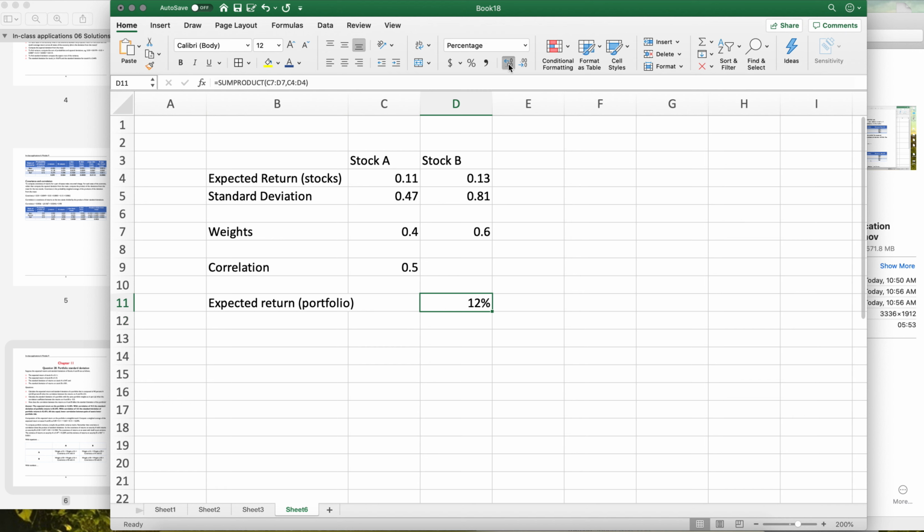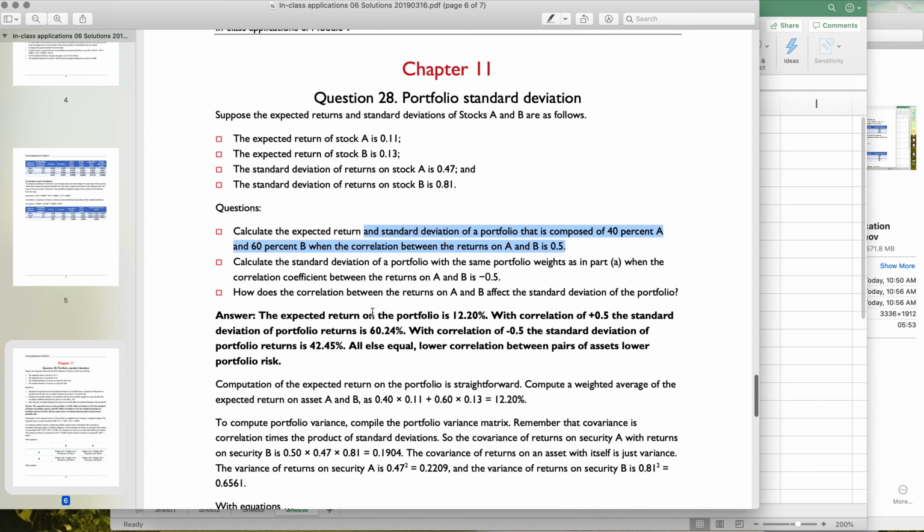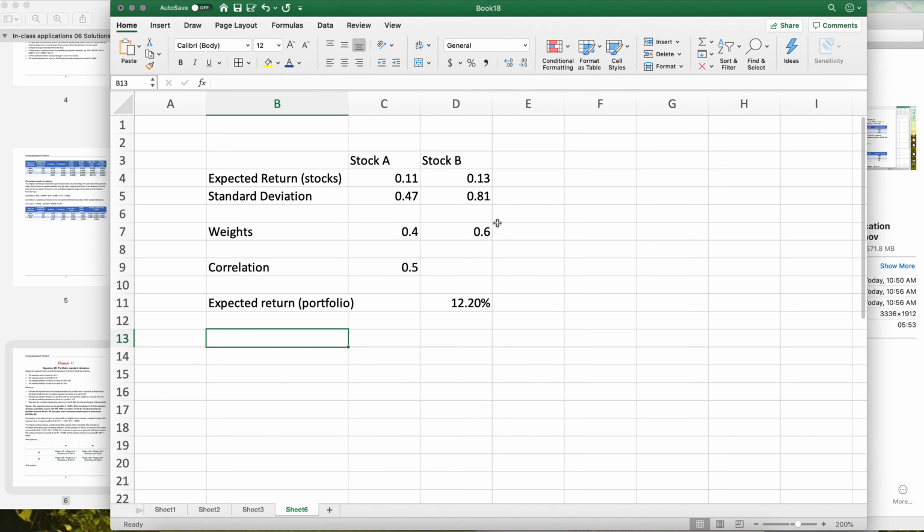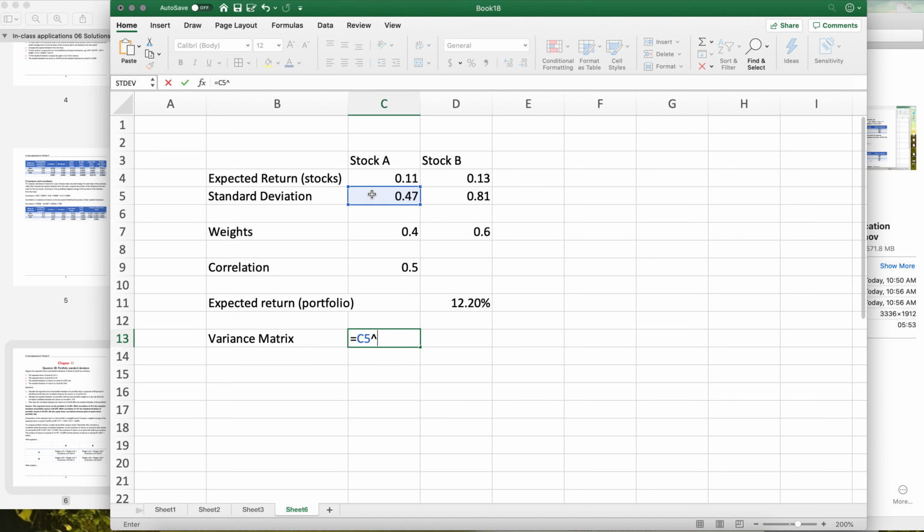Let's put that in percent terms. Okay. And let's just check. 12.2, we got the right answer. Now, for the rest of the problem, we can't do what we did on the prior problems where we take a portfolio and get the different outcomes and the deviation from the mean for each of those. What we need to do is create a variance matrix. And the way that we do that is to take the standard deviation for stock A and square it. Take the standard deviation for stock B and square it.